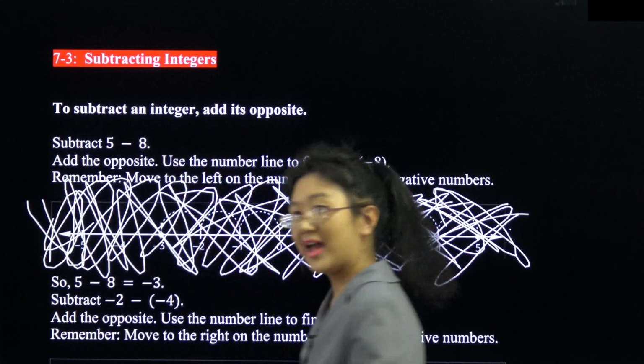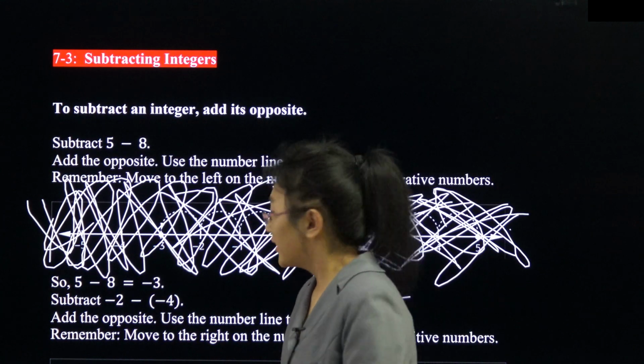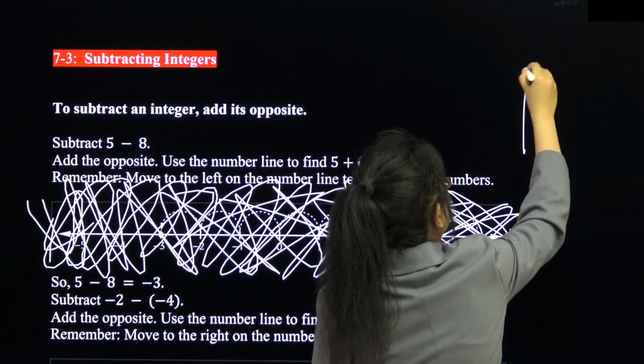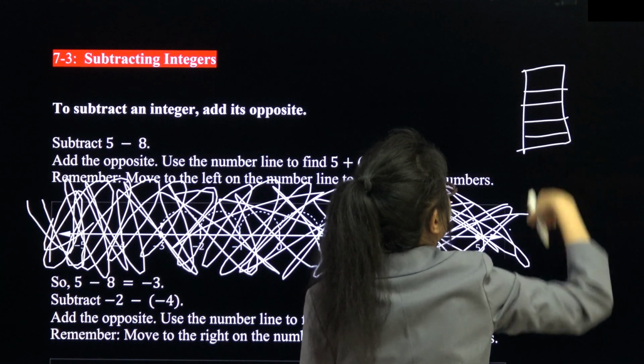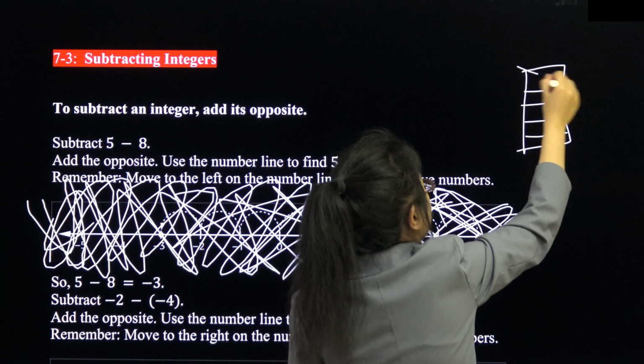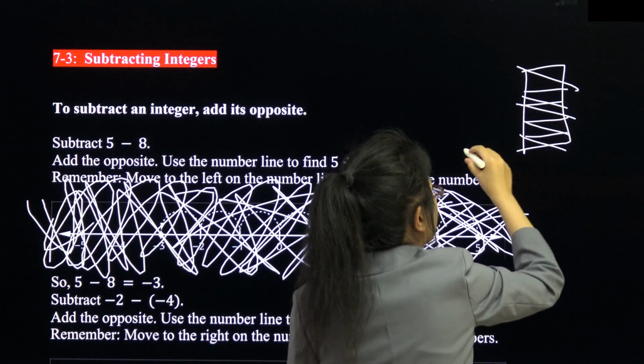Great, now that I've butchered that enough, 5 minus 8. Here's the thing, if you really need a visual, get this. 2, 3, 4, 5. Okay, that's 5. And then you take off 8. But oh no, there's nothing more.